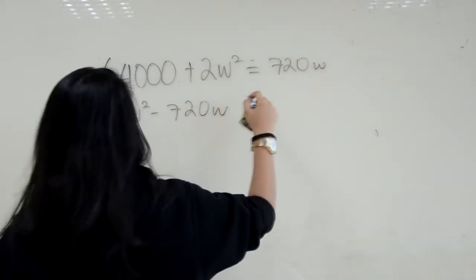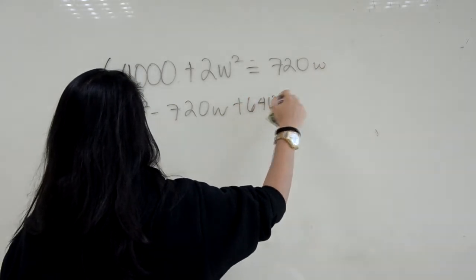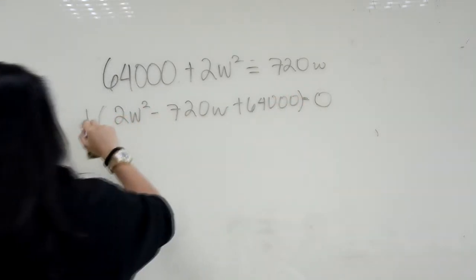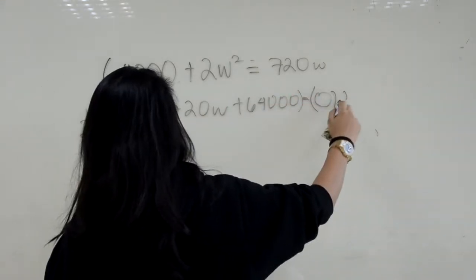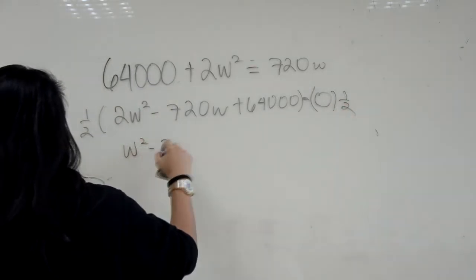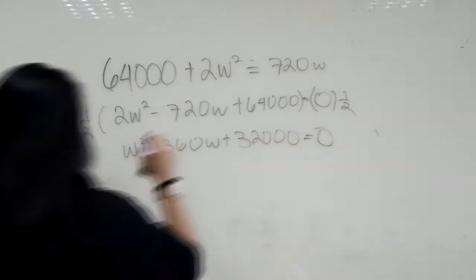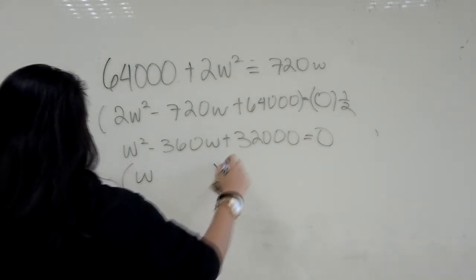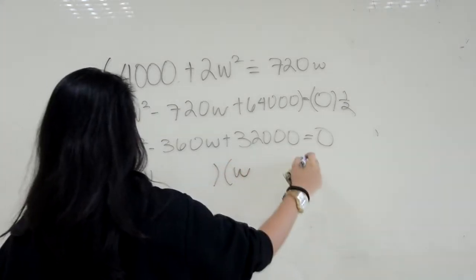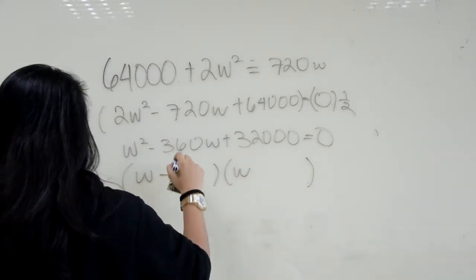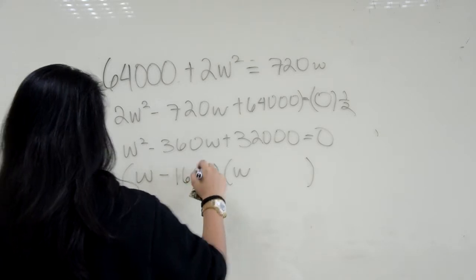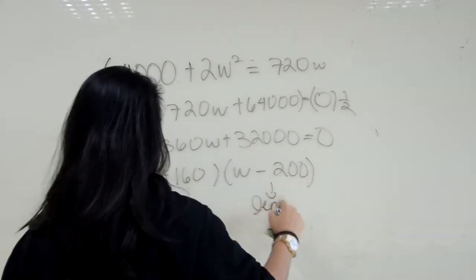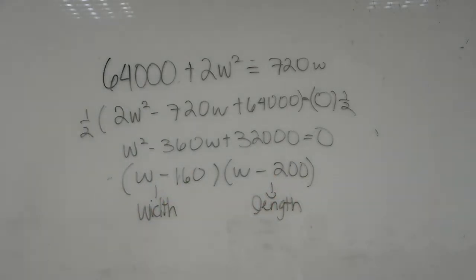To put it in order, it would be 2W squared minus 720W plus 64,000. Then we simplify the equation by multiplying it by 1/2. The answer would be W squared minus 360W plus 32,000. We then factor the trinomial, meaning we find two numbers that when multiplied will become 32,000, and when added will become 720. The answer is negative 160 and negative 200. The factored form is W minus 160 times W minus 200.